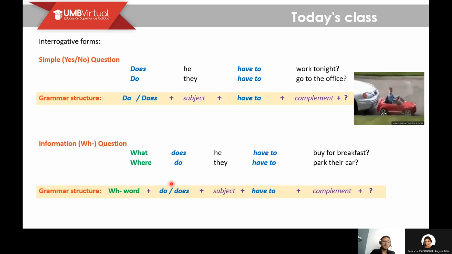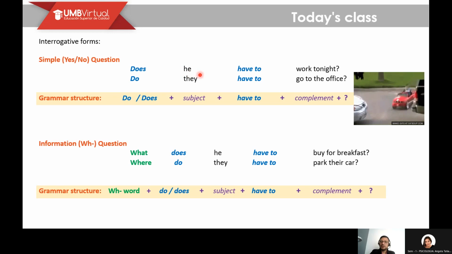No? All right. So we have the interrogative form. We use the auxiliaries do and does because we are conjugating the verb have. Keep in mind this: we move the auxiliary to the beginning of the sentence, but we keep the same structure of the sentence plus the question mark. Does he have to work tonight?